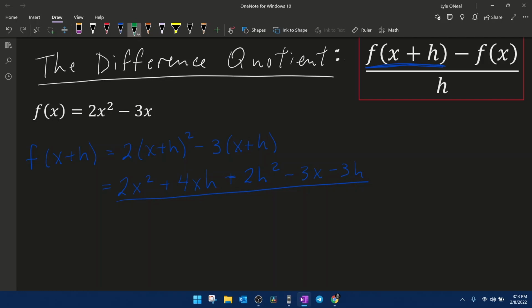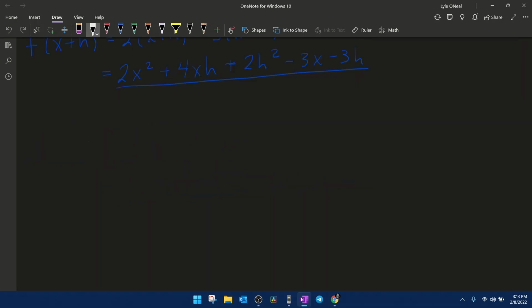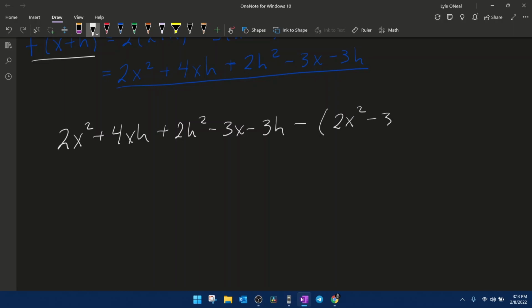The next piece of the puzzle is, well, we need the original function. f of x is 2x squared minus 3x. And now that we know f of x and f of x plus h, we can plug into the difference quotient. So that's going to give me 2x squared plus 4xh plus 2h squared minus 3x minus 3h. All of that is f of x plus h, minus f of x, which is 2x squared minus 3x, all over h.